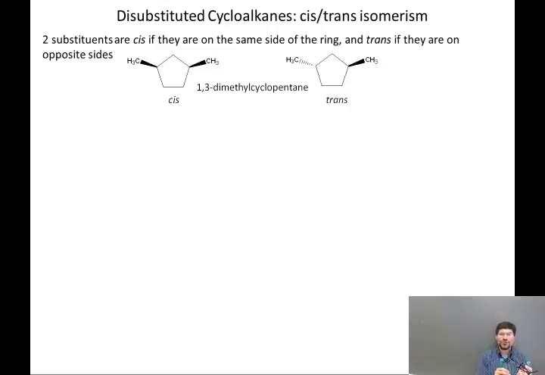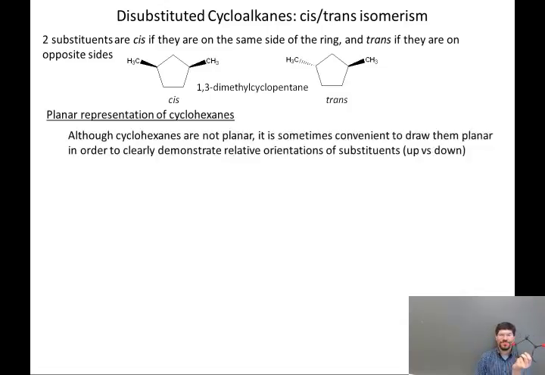Again, when we draw this, we typically draw it looking at it from the top. So something coming towards you is going to get a wedge. Something going away from you is going to get dashes. In this case, both of the methyl groups are coming towards you in the cis, so they're both going to get wedges.